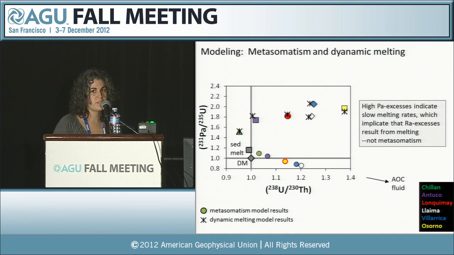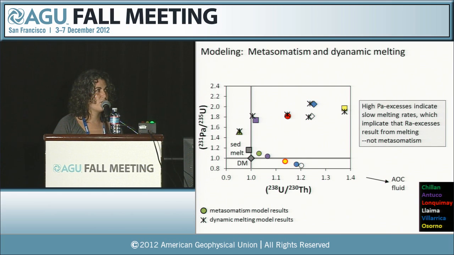And in order to test the Sigmarsson regional trend, which calls for simple two-component mixing between a mantle and a subduction component, we've created a simple model where we have a constant proportion of the AOC component and vary the sediment melt proportion for each volcano. And these are all constrained using the equiline diagram. So you can see that the metasomatized source is quite different for each volcano.